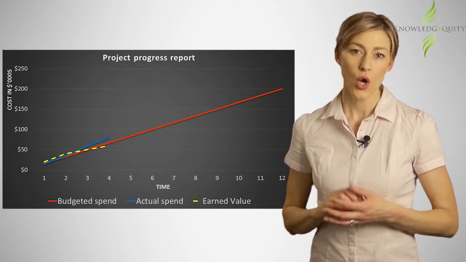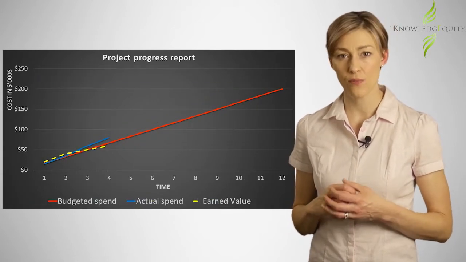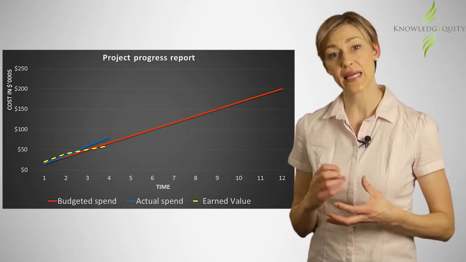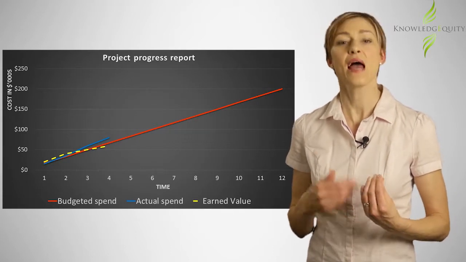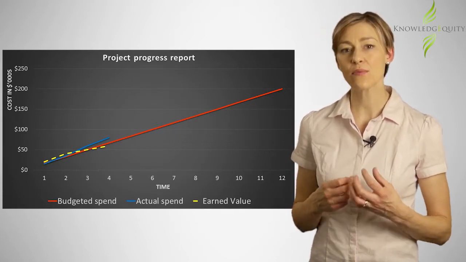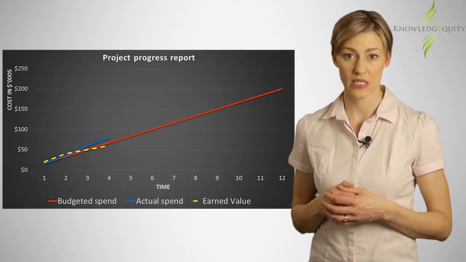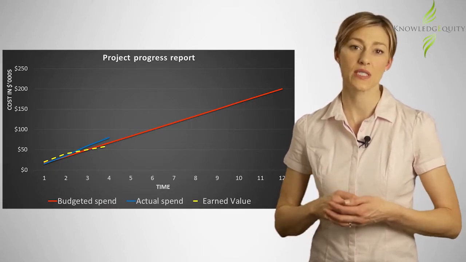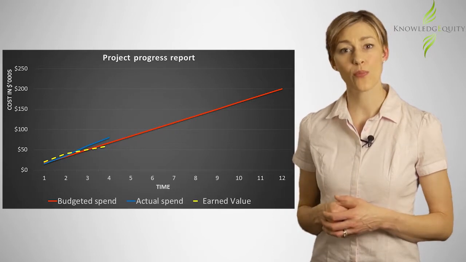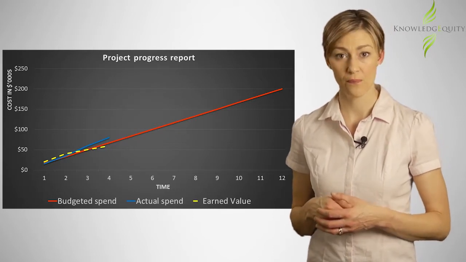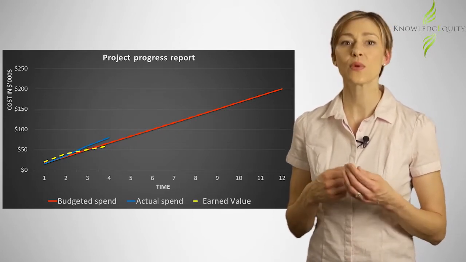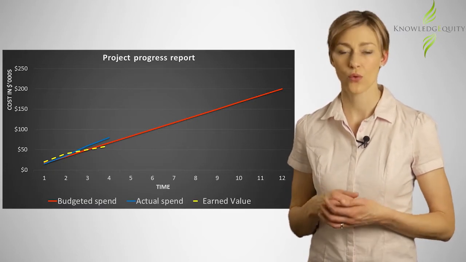To recap, earned value is a useful technique for the monitoring of project progress against budget in terms of both time and cost. It enables us to break down and assess variances between actual spend and budgeted spend, and highlights whether a project is due to be completed on time, early or late, as well as on budget, under budget, or over budget.